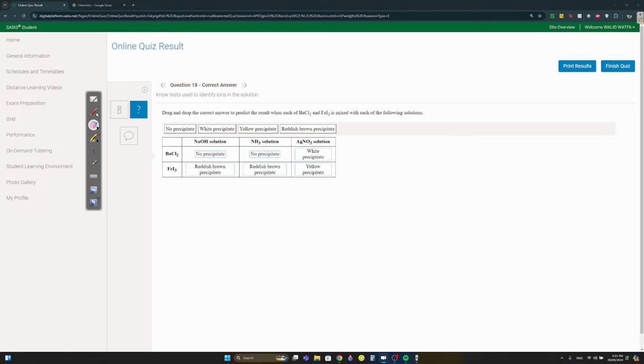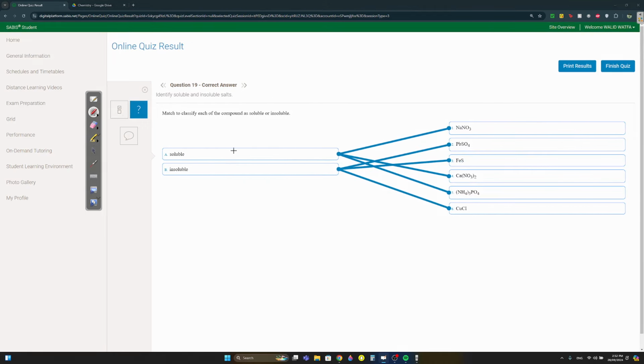For reddish brown. Okay, if you add it to AgNO3, some people, look, I was solving the quiz quickly and I put no precipitate because I said, well, what does Fe have to do with AgNO3. Then after I got it wrong, I was like, oh shoot, I with Ag, you get AgI, which is a yellow precipitate, right?